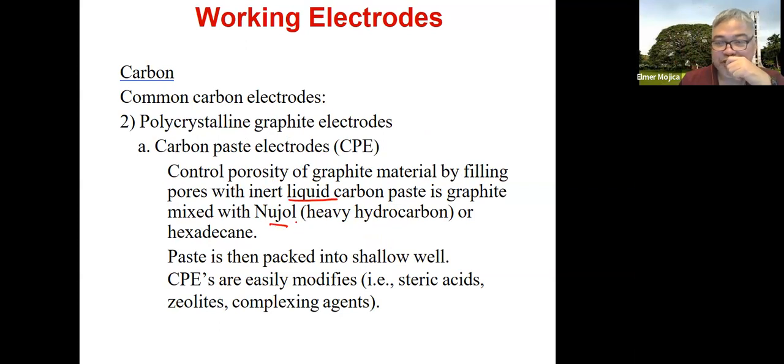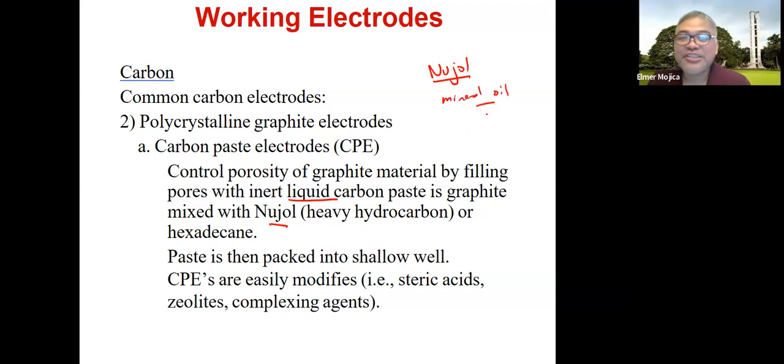with nujol. If you're going to search the word nujol, okay, it's either nujol or what is called mineral oil. That's what is in there. Okay? So it's mixed with nujol or hexadecane. We had no money then, so we could not buy hexadecane. So we just use nujol. All you need is a drop of nujol.